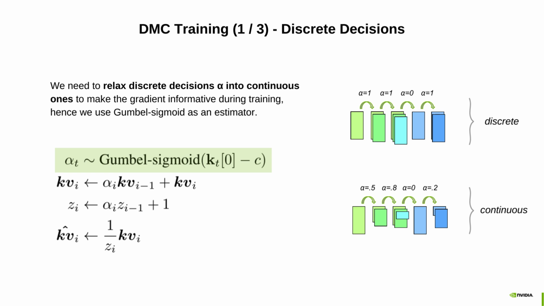Now that we know how to generate with the DMC model, let's discuss how to train it. Firstly, the DMC decision alpha is discrete. For each token, we either append it to the end of the KV cache or accumulate it with the last token. To train the model to follow this behavior during inference, we need to relax discrete decisions into continuous ones for more informative gradients. To achieve this, we use Gumbel sigmoid as an estimator. On the right, we show example visualization of KV cache evolutions with DMC for both discrete and continuous alphas.